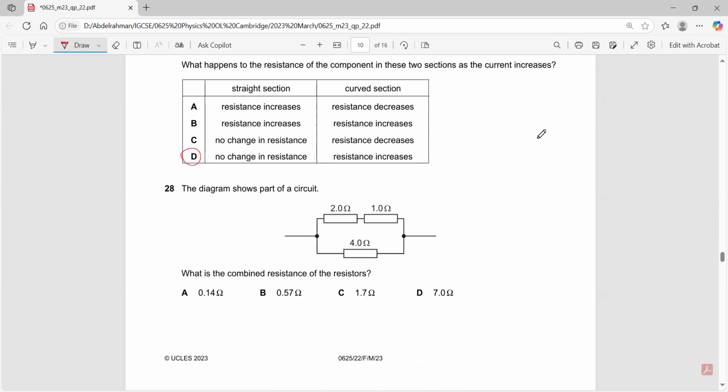What is the combined resistance of these resistors? So I have 2 and 1, they are in series. They are actually 3 ohms. Can I calculate 3 and 4 if they are in parallel? Yes, product over sum. So 3 times 4 over 3 plus 4, right? Which is 1.7 ohms. Product over sum.